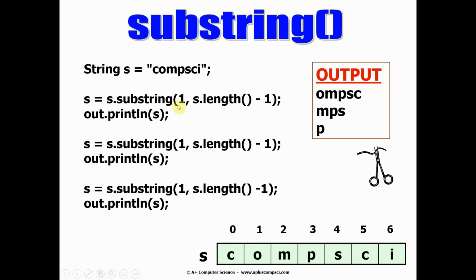And then you can write stuff like this. So here you're getting from spot 1 up to but not including the last spot. And so you notice we omitted spot 0, so you don't have the C. We omitted the last spot, so we got the middle basically.